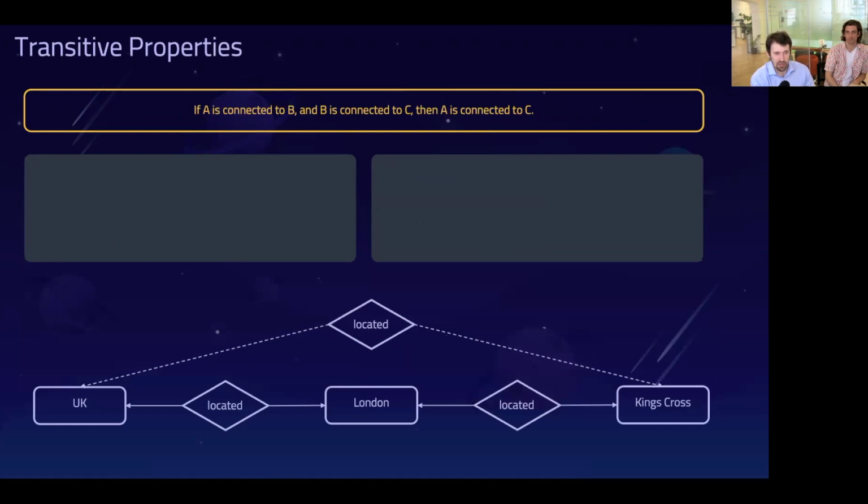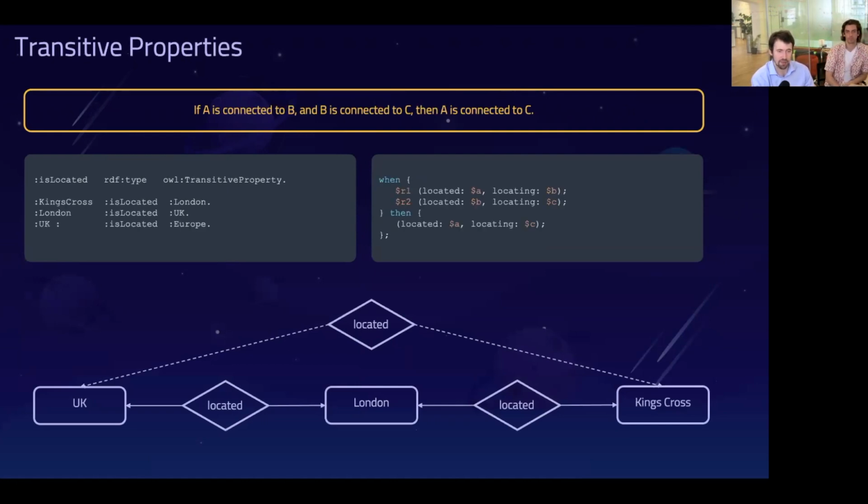And then we can look at transitive properties. Let's say that if A is connected to B and B is connected to C, then A is also connected to C. Transitivity can be implemented like this in Turtle. And in TypeDB, we would write a rule that simply states that if A is connected to B and B is connected to C, then logically A must also be connected to C. And this will always be true in a deterministic way. And by the way, these rules are represented as part of your schema.